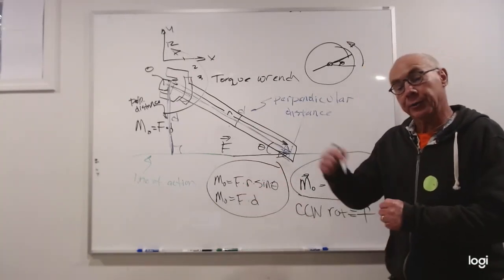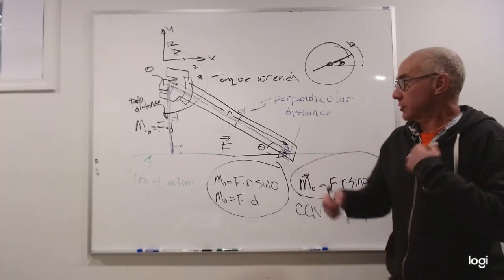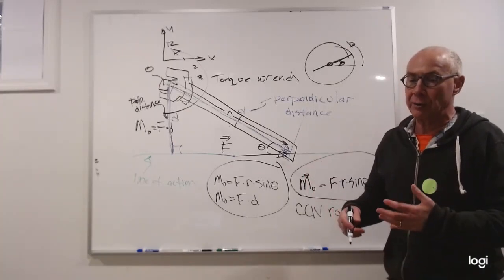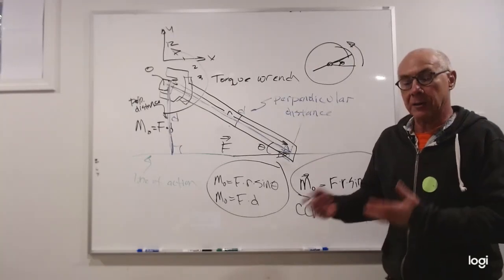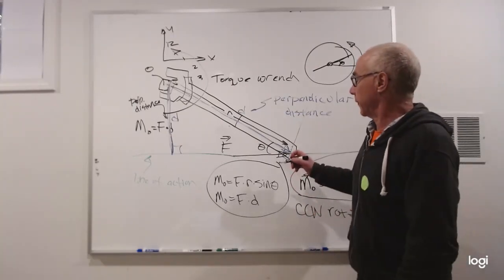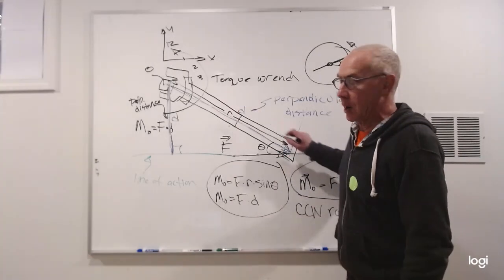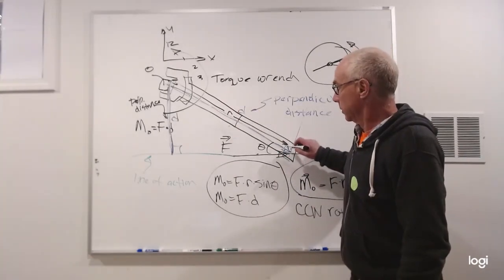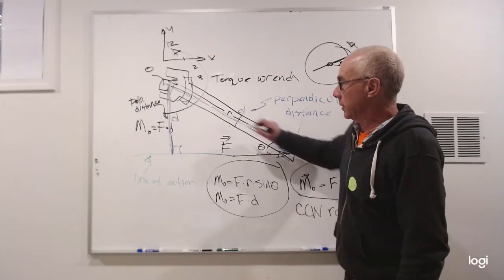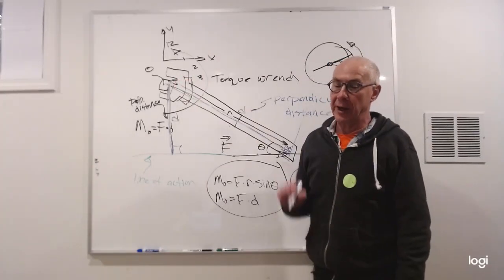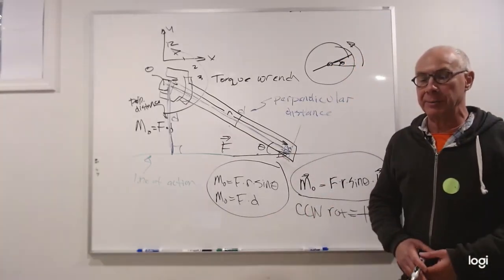But when we get into 3D rotation, it's much easier to use the vector formulation, and we're going to use the vector cross product of a vector that describes the force and this shaft r, or the distance between the point where the force is applied and the point where the moment is being evaluated. So those are the next topics that we're going to be talking about.